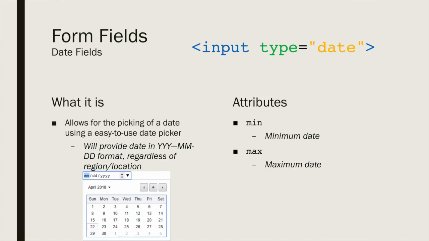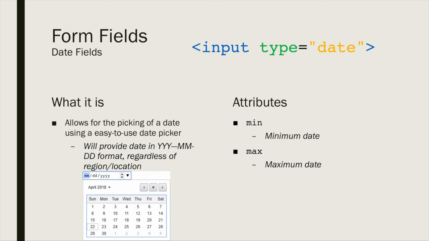Next are date fields. This allows for the picking of a date using an easy-to-use date picker. This will provide the date in a 4-number year, 2-number month, 2-number date format, regardless of region or location. There are a few attributes for this, min and max, to allow you to set the minimum and maximum date. Now keep in mind this does not work on all browsers and may provide a warning once you send it through the validator, basically saying that, hey, this isn't supported by all browsers, please find an alternative. It is just a warning, it is okay.